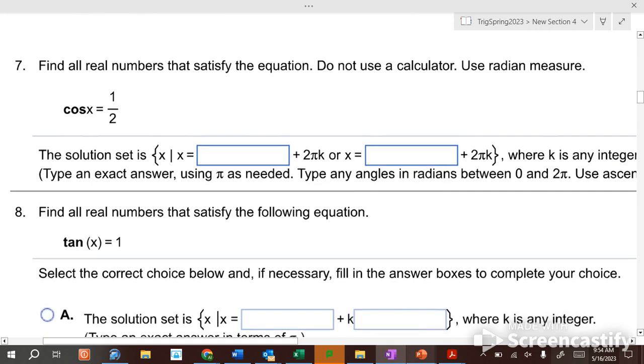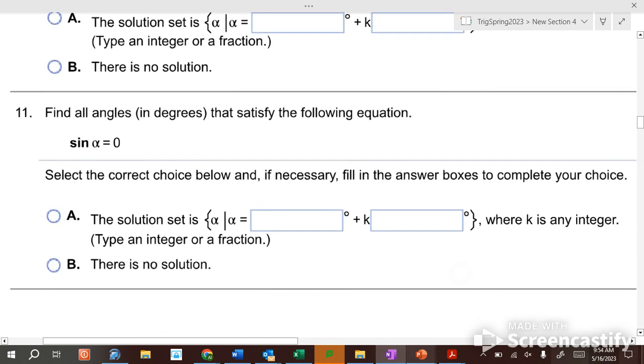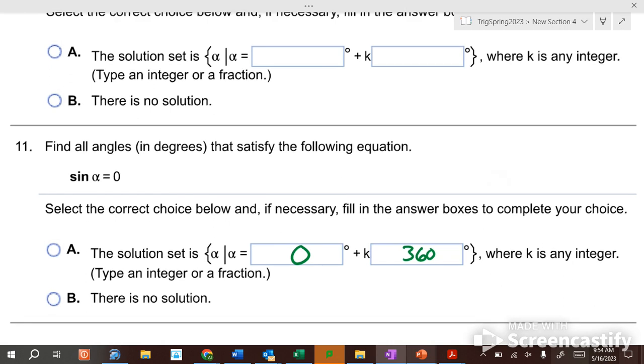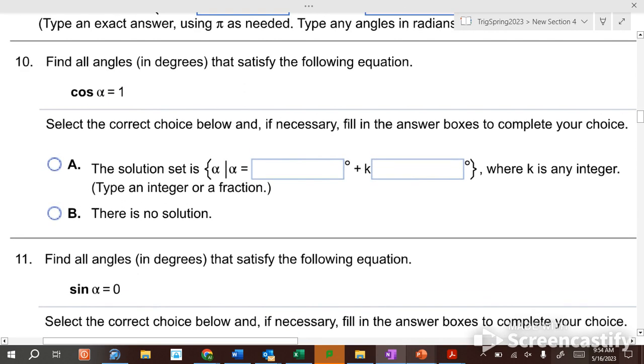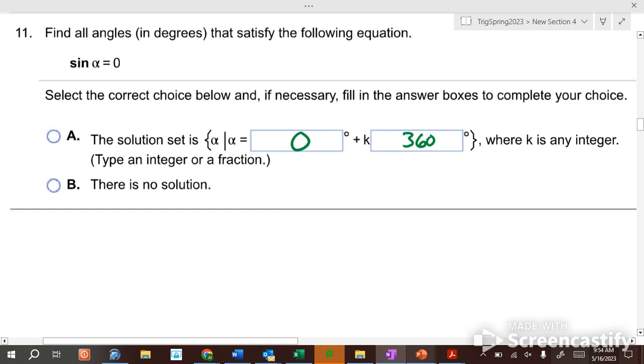Okay. So you'll have a bunch more of these. Ooh, this one's in degrees. Where's the sine equal to 0? At 0 degrees plus k times 360 degrees. Okay. Let's go up to this one. Where's cosine equal to 1? At 0 degrees plus k times 360 degrees. So if they're in degrees, you do it this way. If they're in radians, you do it that way.